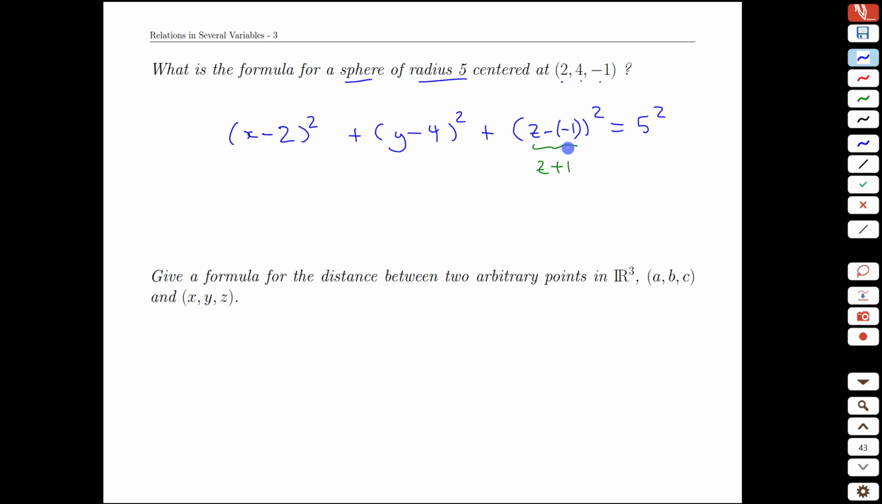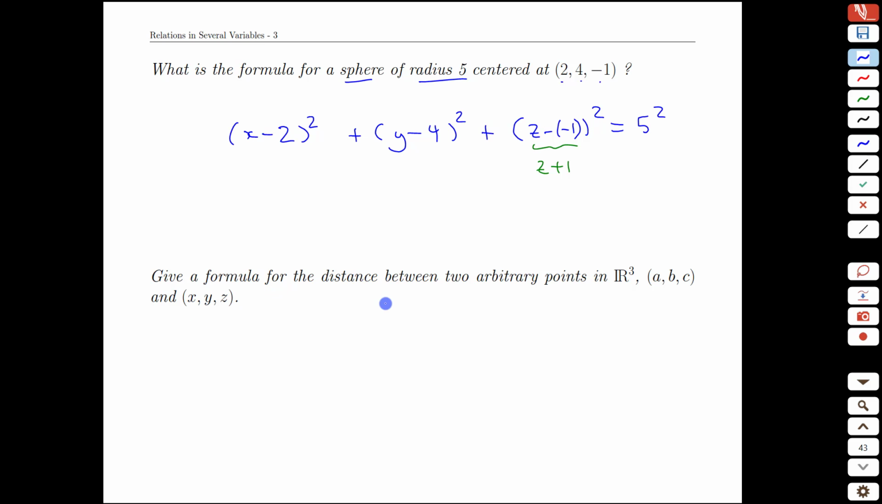So by extending our work with circles, where we simply had the x and y components equals r squared, we can extend that to three-dimensional surfaces and three-dimensional analogs of circles, which are spheres, with not really any fundamental change in the formulas. We're just adding that z component to the distance calculations.